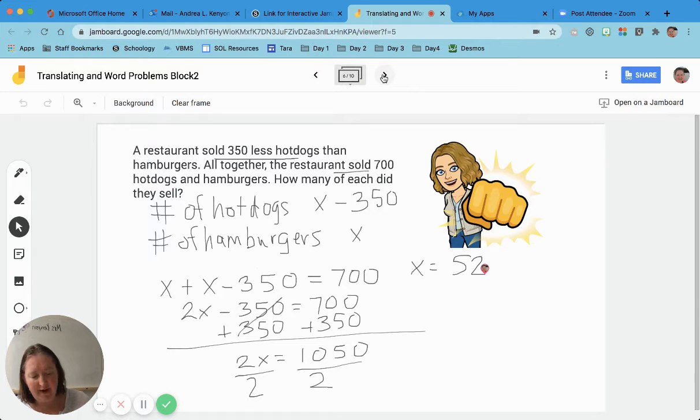I found a value for x. No, no, no. You need to go back into the problem and determine what they were asking. And they were asking how many of each did they sell. So we know that x is the number of hamburgers. So we can say 525 hamburgers.